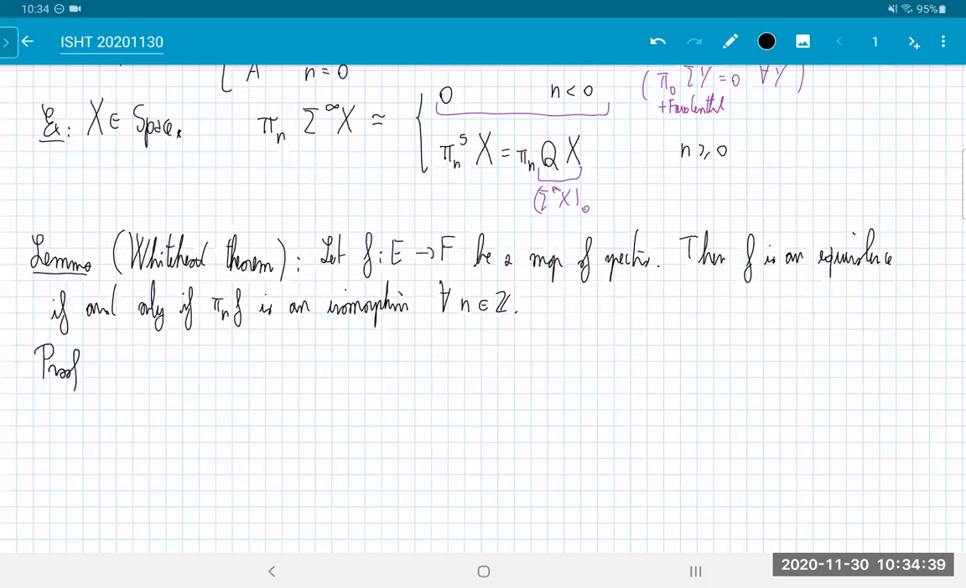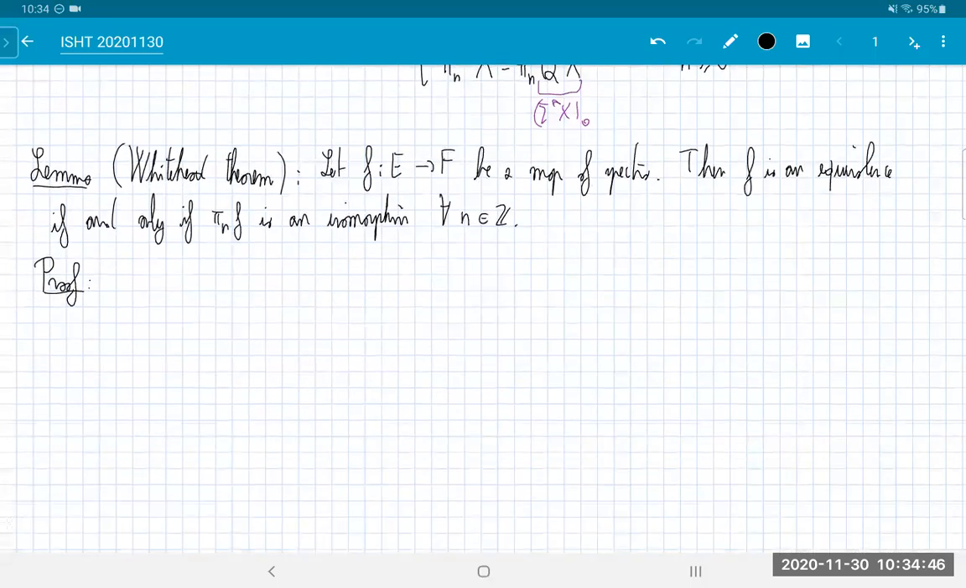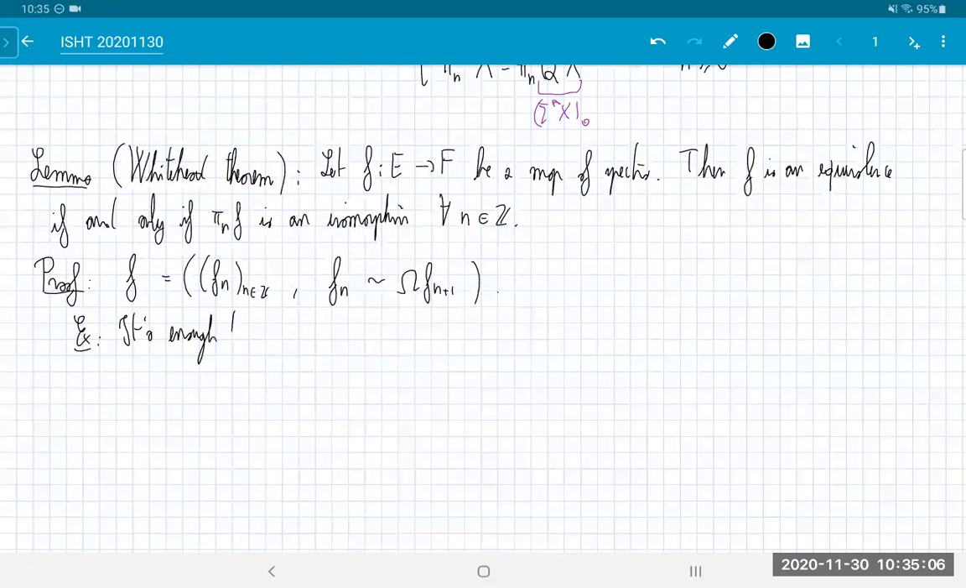Okay. Proof. I'll give you all the details except for one thing. So f is the datum of f n for every n in Z, and then homotopies like this, if you recall. And then, exercise, it's enough to show that f n is an equivalence for every n. The exercise is, if you can find an inverse for f n for every n, then you can also find homotopies that assemble this inverse into a map of spectra.